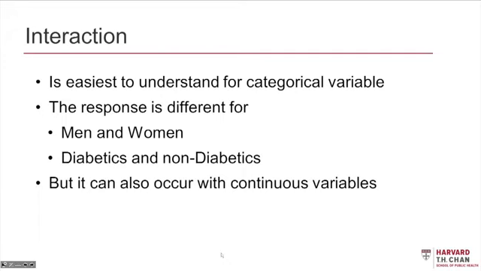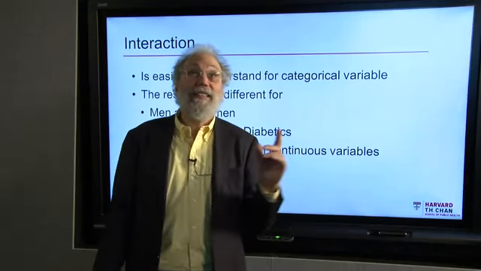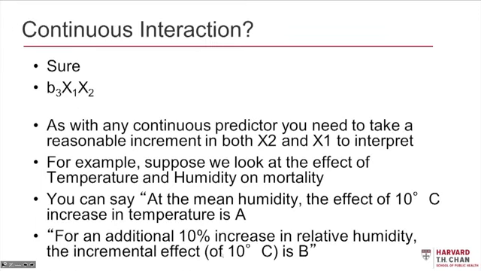Now, the last thing is that effect modification, we usually teach it to you where the modifier is a categorical variable. Men and women, diabetics and not. But effect modification can occur with a continuous variable as well. And so don't ignore that, and don't necessarily dichotomize them. So if x1 and x2 are continuous predictors of an outcome, you can still put in an interaction term.